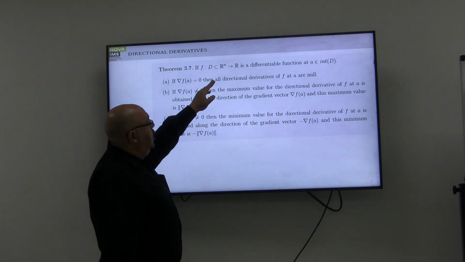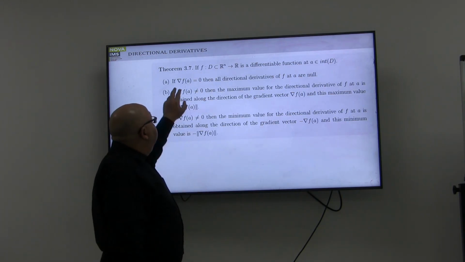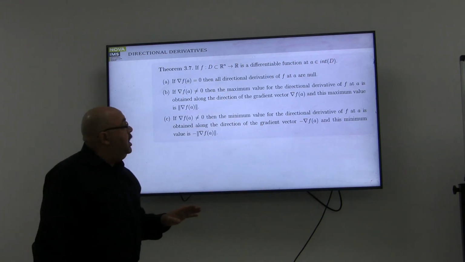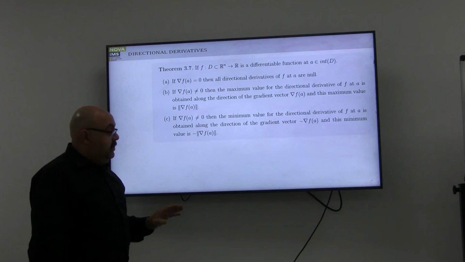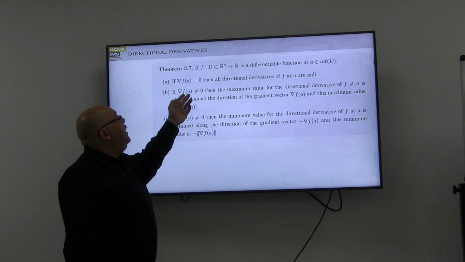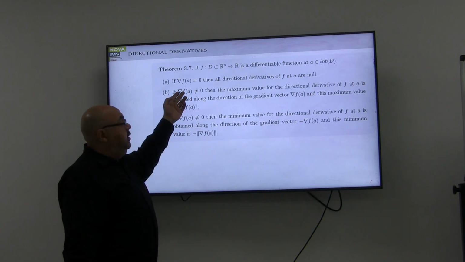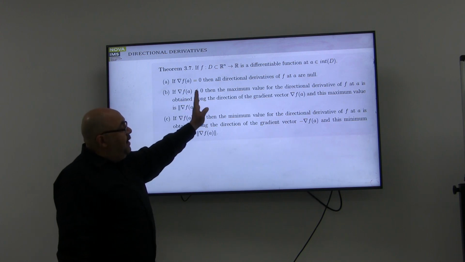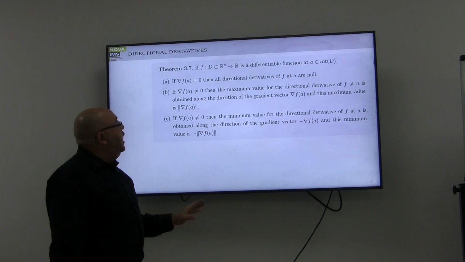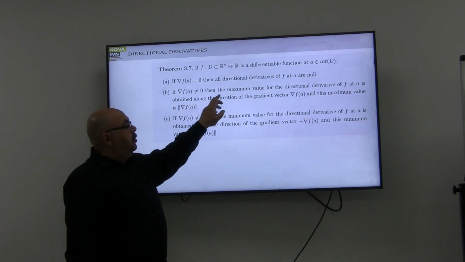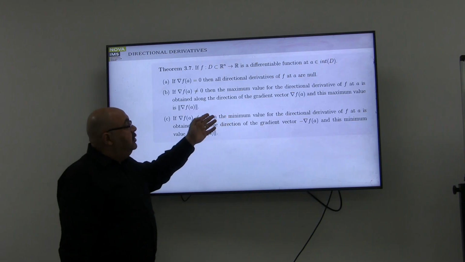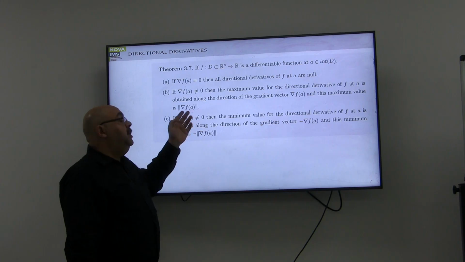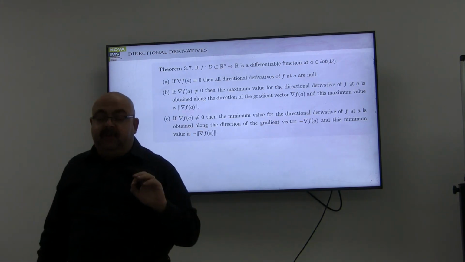if f from Rn into R is a differentiable function at A, and the gradient vector is equal to 0, then all directional derivatives at A are null. If I want to get the maximum directional derivative and the gradient vector of f at A is not equal to 0, then the maximum value of the directional derivative of f at A is obtained along the direction of the gradient vector, gradient f of A. And this maximum value will be in the direction of the gradient vector.